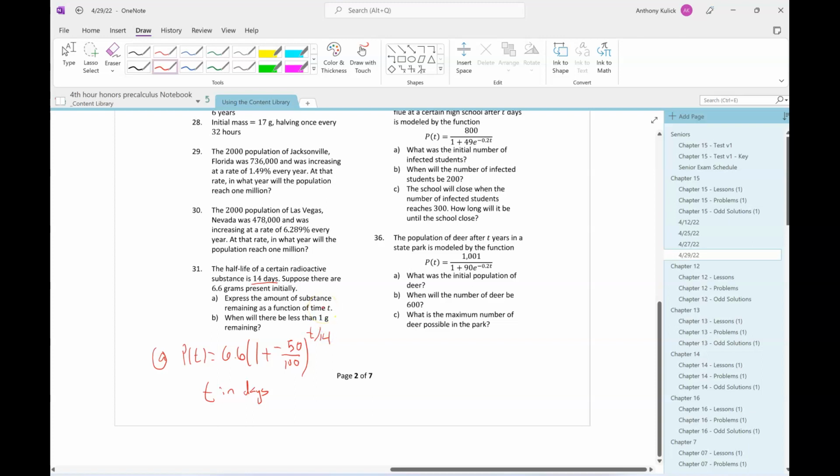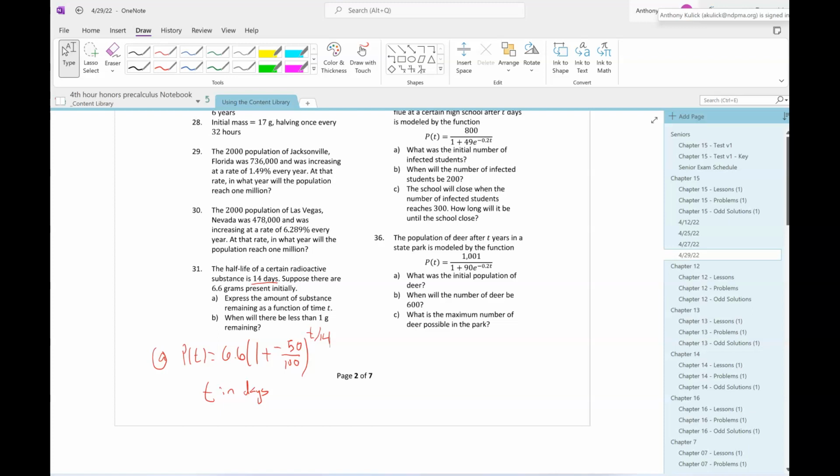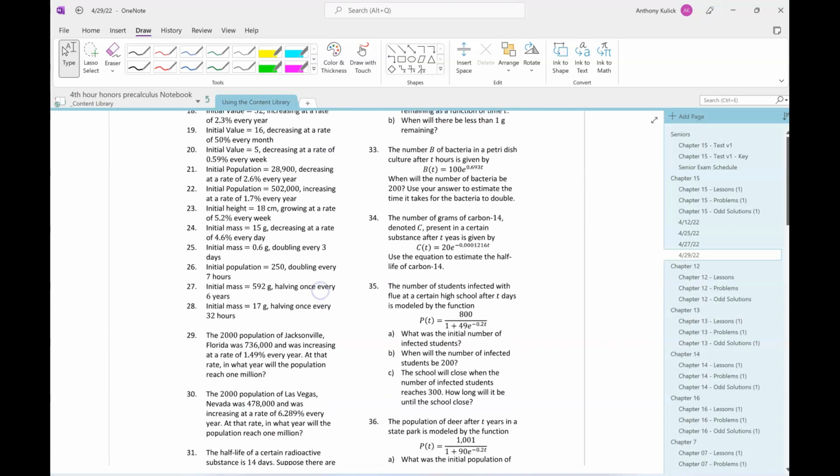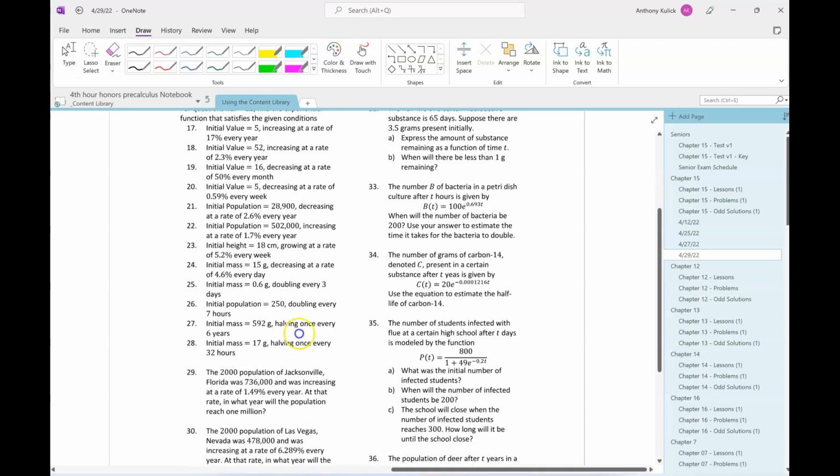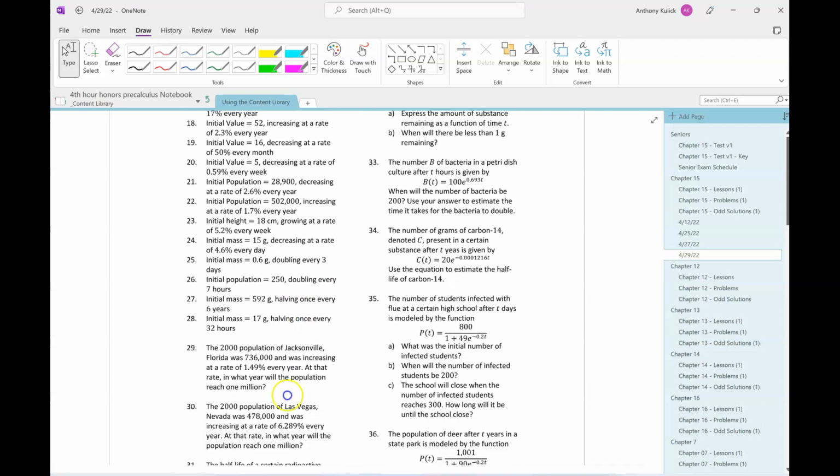Good. Oh yeah, so then if the question was asked like decreasing at a rate of 0.59%, you just do negative. Correct. Yes, that's exactly right. Like if you were up here in 17 through 28 or whatever.